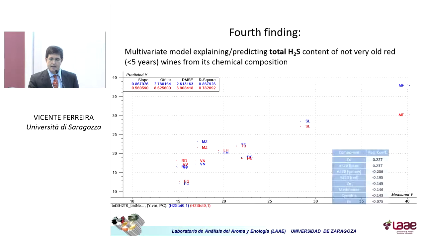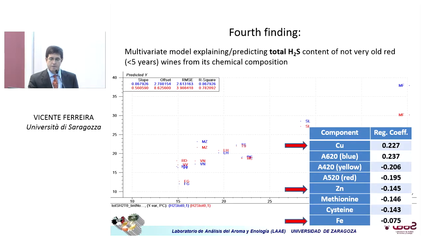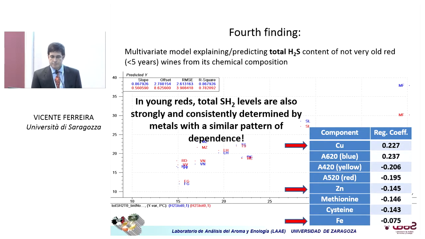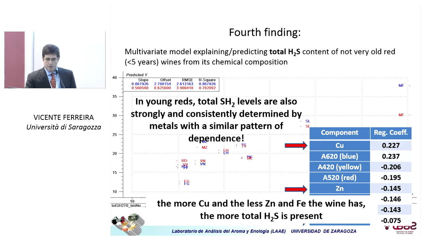And exactly the same happens in red wines. E esattamente la stessa cosa succede per i vini rossi. So the more copper, the less zinc, the less iron, the more total hydrogen sulfide. Quindi maggiore il rame di nuovo e minore il contenuto invece di zinco e di ferro, e maggiore è la quantità di idrogeno solforato.